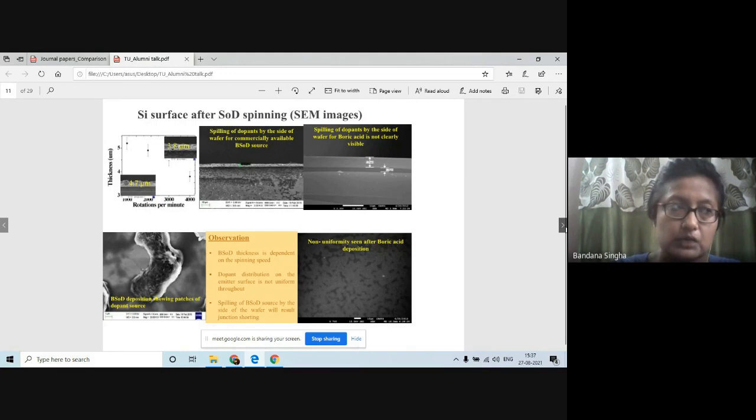Generally, when we use boron nitride solid source, we don't see this kind of splitting and all, but the boron nitride solid source has other issues because of which its performance is actually not so high compared to these dopant sources. I'll discuss them one by one.